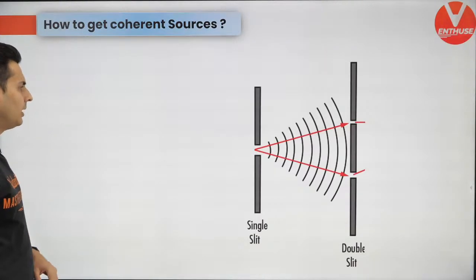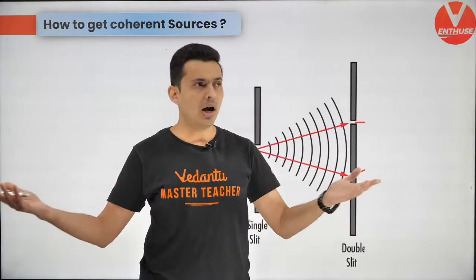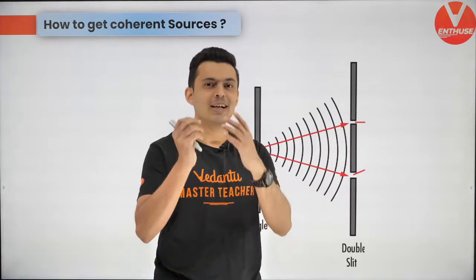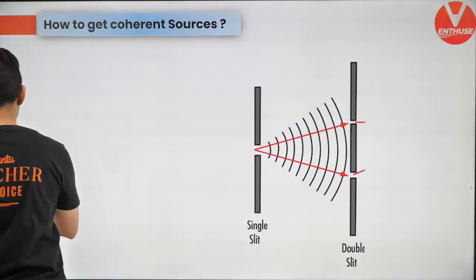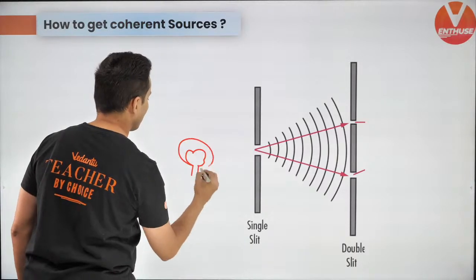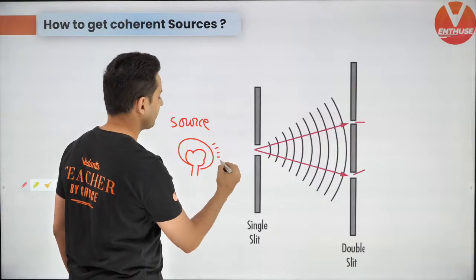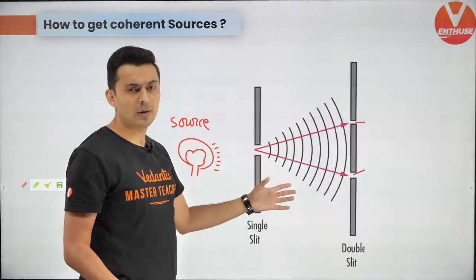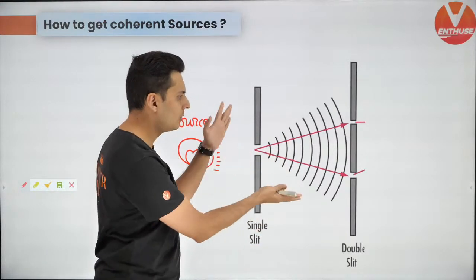I hope you have noted down this formula. The best way to get coherent sources, because usually whatever is around you is non-coherent, is to derive those sources. Imagine you have a source which emits light. This is a source of light. It emits light from here, and that light passes through a slit, and it will spread. We'll talk about spreading later, because that's called diffraction, which we'll deal with at the end of the class. For now, let's just assume it's going to spread.